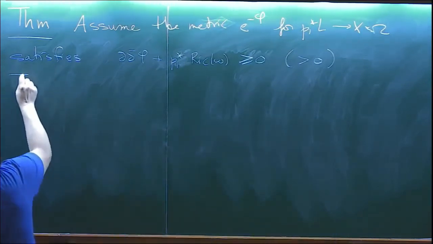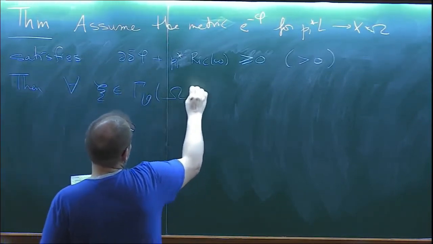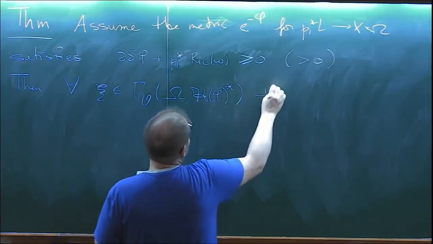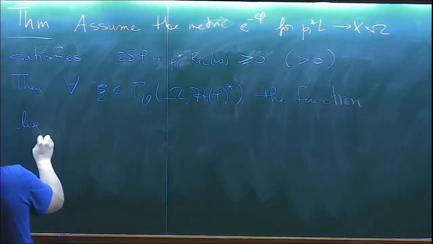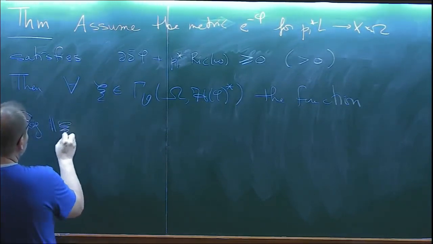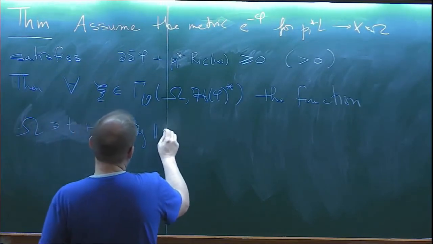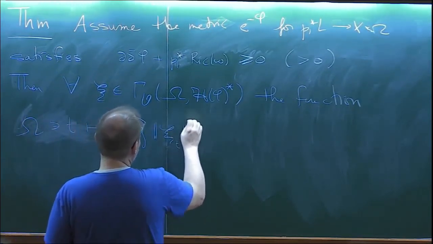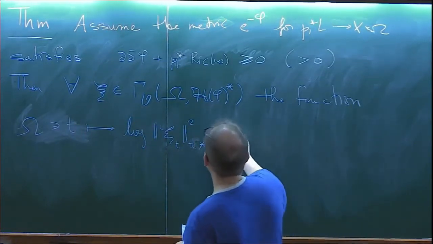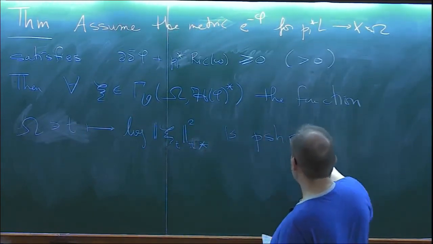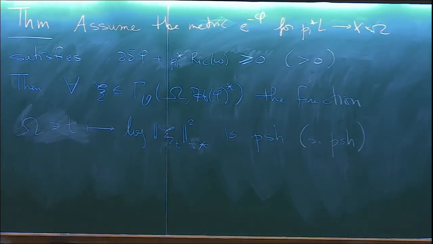Then the conclusion is, then for every holomorphic section of the dual, the function on Omega containing t going to log of the square norm of c_t squared, the square is not important, this is in the dual norm, this function is plurisubharmonic, or if you have strict positivity, this is strictly plurisubharmonic. That's the statement of Berndtsson's theorem.